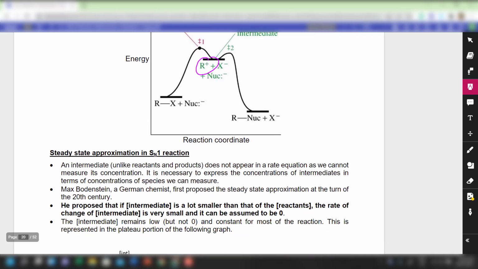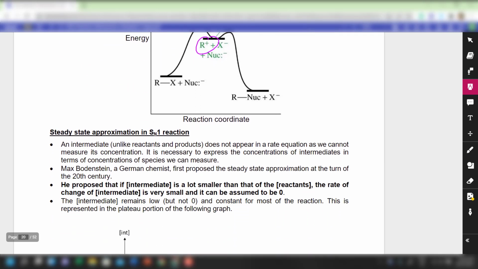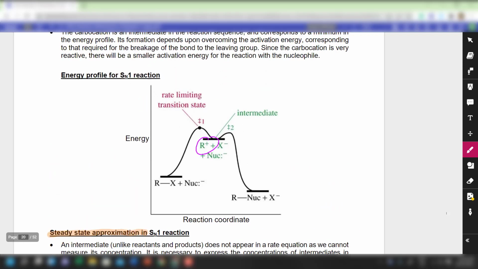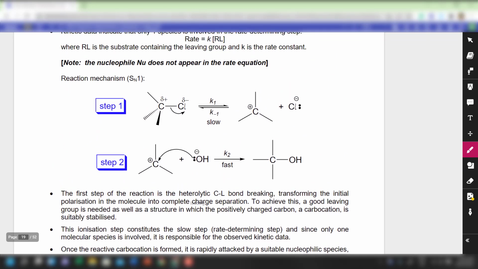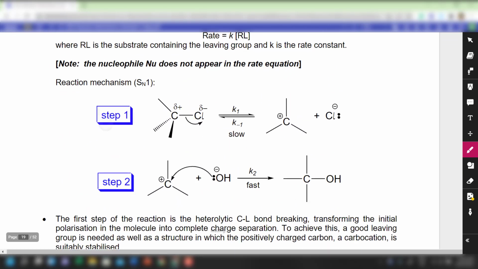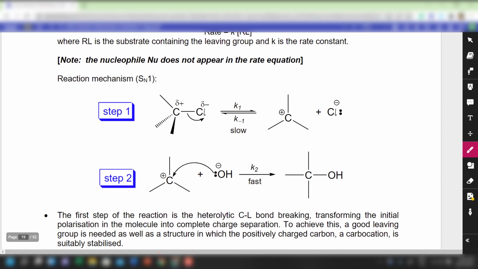Okay, next we are going to move on to steady state approximation in SN1. If you want to read a little bit more, please do so at your own leisure, but for the purpose of H3, we are only covering it for SN1. So I'll give you a very brief introduction by moving back to page 19, where we showcase to you two elementary steps for SN1. Do take note that these two are elementary steps.